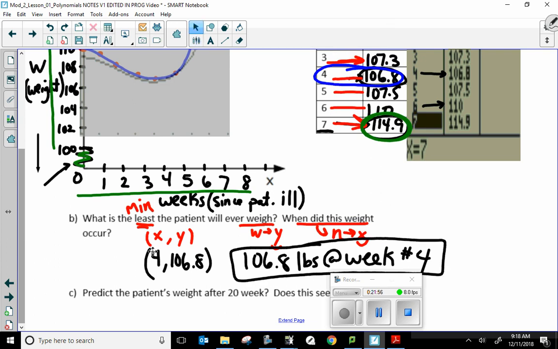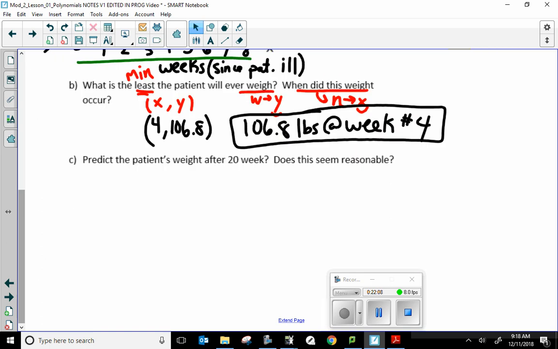And because you know what? You are on the cusp of being a professional mathematician. That's how you will answer that. If they just wanted to know what the midpoint was, 4, 106.8 would be fine. Sorry, I got a little worked up there, like I was going to yell at somebody.